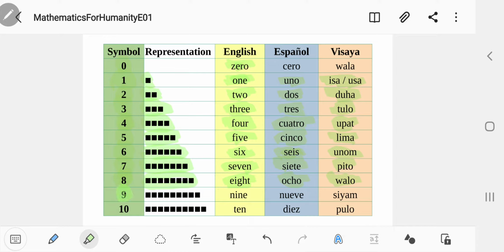And then this symbol represents the number 9. And this is also represented in terms of objects, 9 black boxes here. So that's 9. In Espanol, nueve. In Bisaya, siyam. And then here you have 10. The symbol for 10, 1, 0. And this is the objects for 10. This is 10. In Espanol, diez. In Bisaya, pulo.